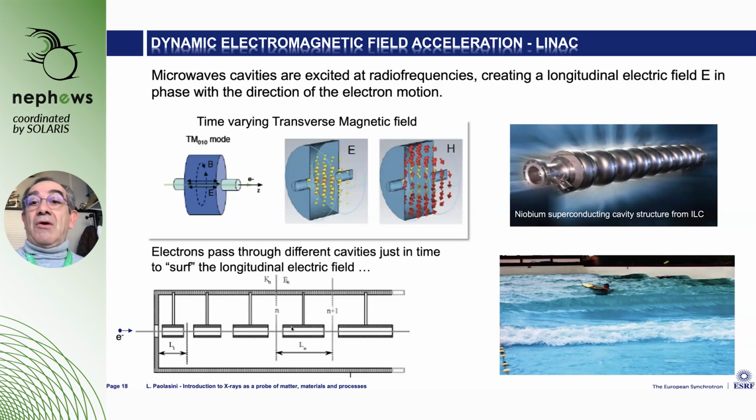And so the sections of the LINAC, the linear accelerator, are constituted by different parts with different lengths. When the electron enters this cavity, it receives a synchronized electromagnetic field with the electric field in the same direction as its velocity. So the electron passes through the different cavities just in time to surf the longitudinal electric field in this waveguide.